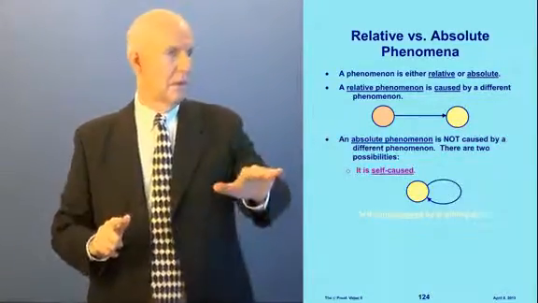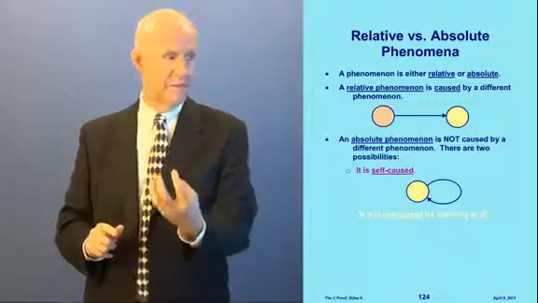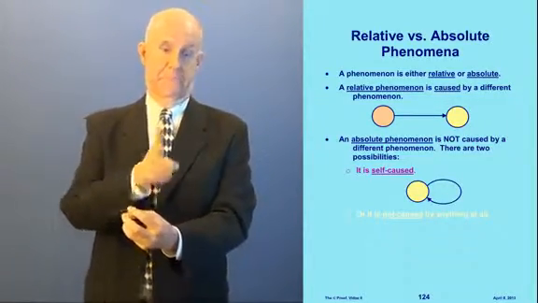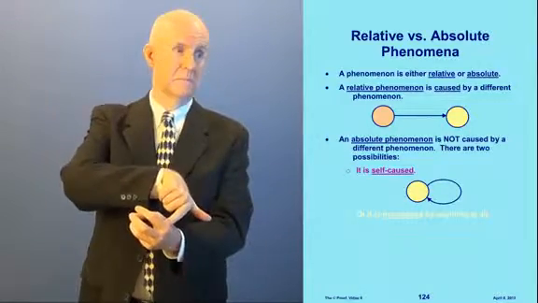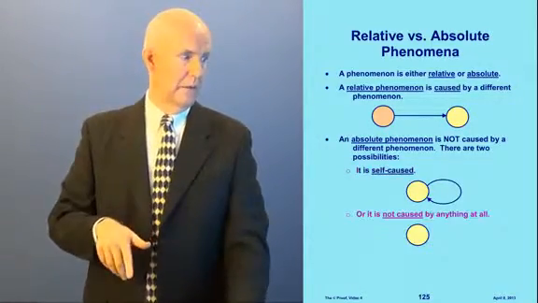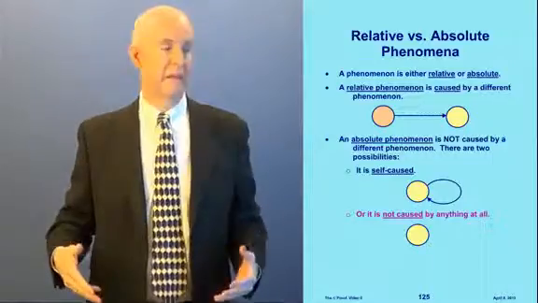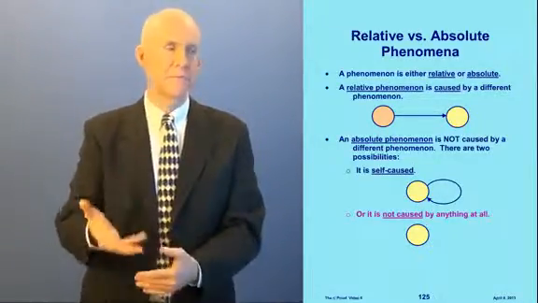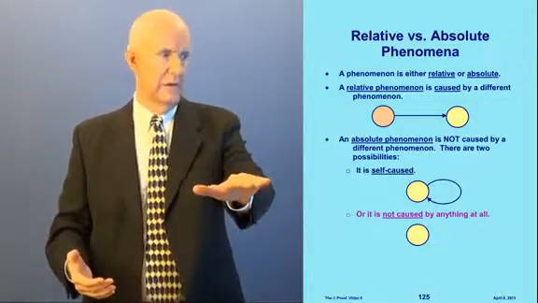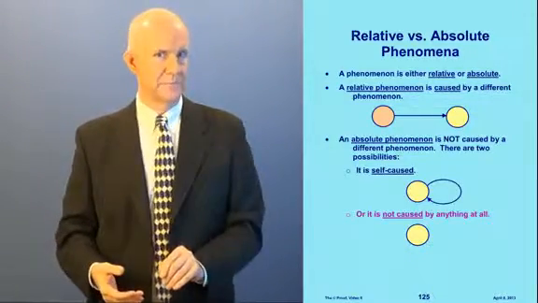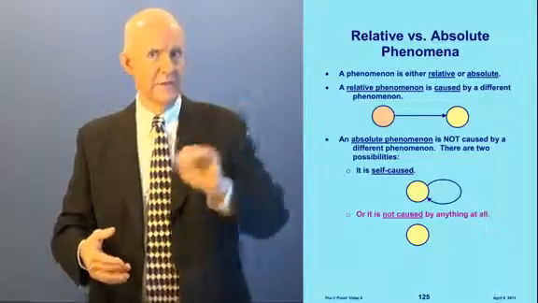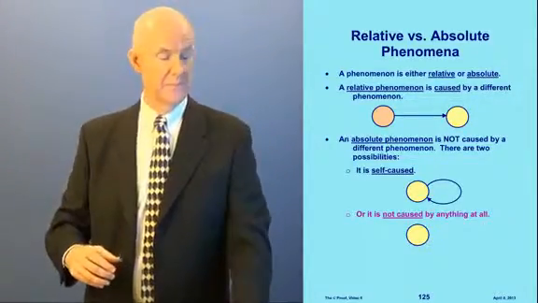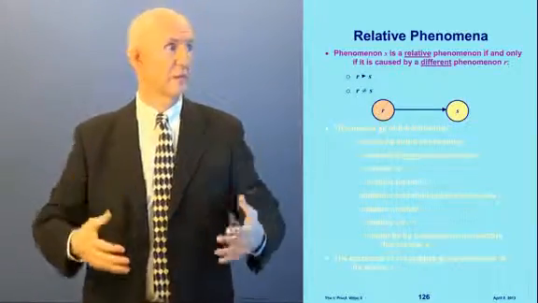And there are two possibilities. Either it's self-caused. So here I have this yellow phenomenon. What causes it? Well, it causes itself. And the other possibility is it's not caused by anything at all. There it is. It's no cause. It just exists. It has no cause. So an absolute phenomenon is either self-caused or not caused at all. And a relative phenomenon is caused by a different phenomenon. See that? Now let's look at relative phenomenon for a minute.